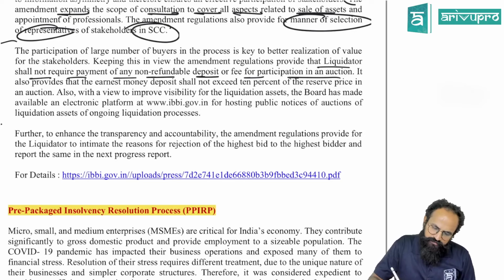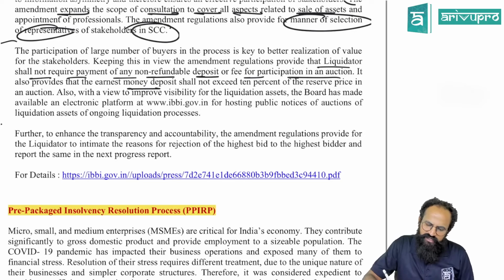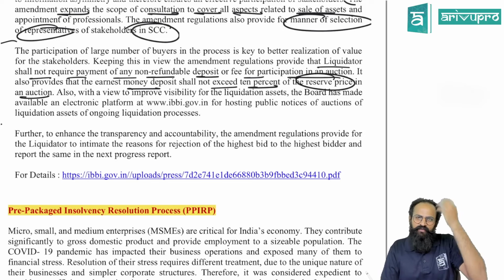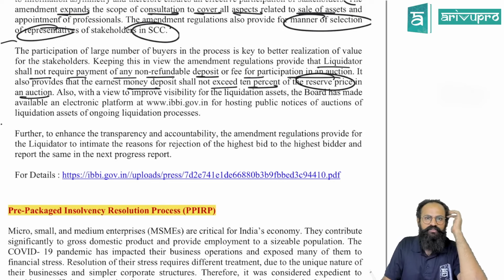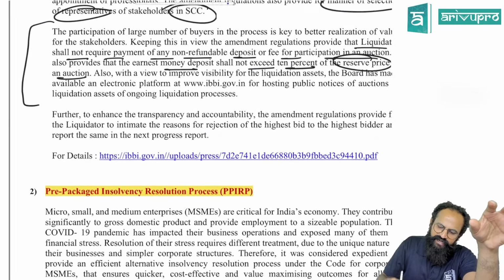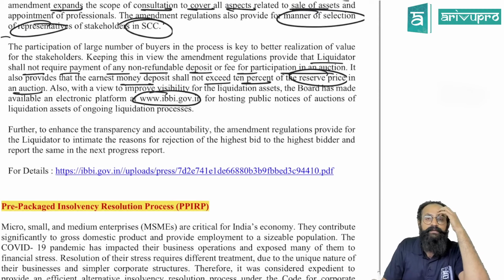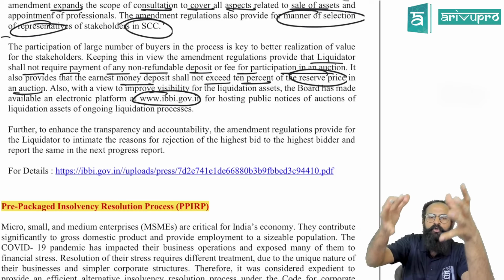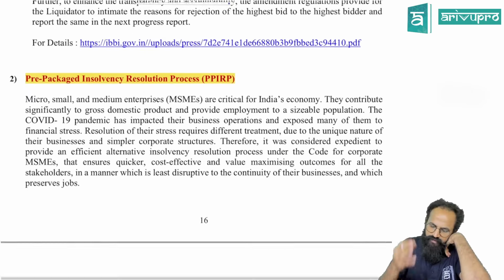Yes, so the earnest money deposit, basically the advance, shall not exceed 10% of the reserve price in an auction. Reserve price means the base price where the auction starts from, not the auction value. So if the value starts from 3 crore, imagine the auction goes up to 50 crore. You will deposit 10% of 3 crore, not 50 crore. And not only that, with regards to this auction, all the details will be maintained on the website www.ibbi.gov.in, so that it is more visible and more transparent. People can now know that there is an auction going on. That's the amendment.